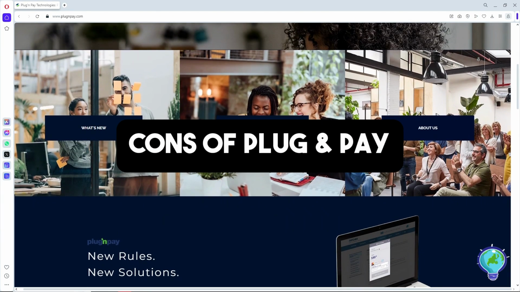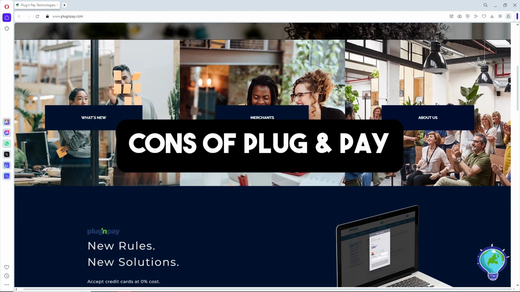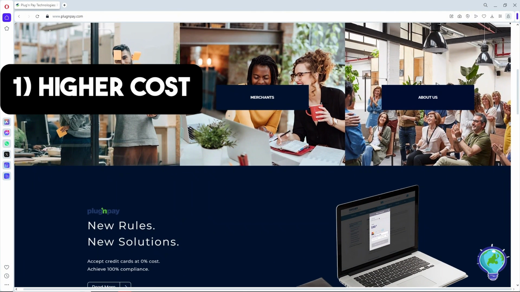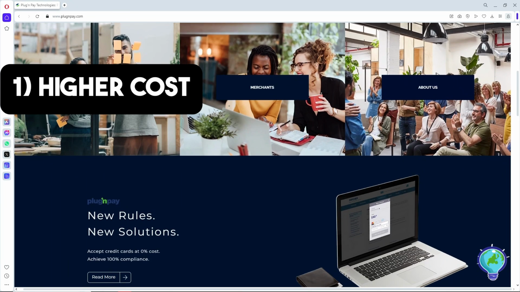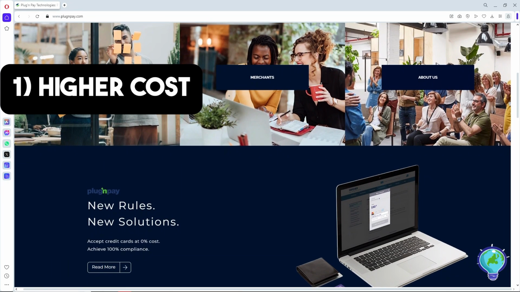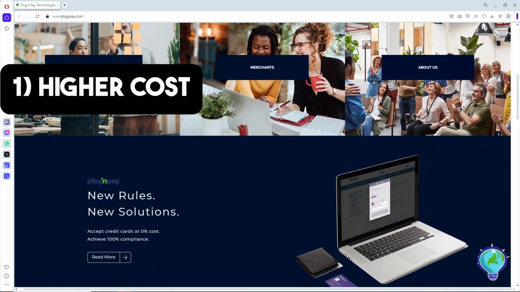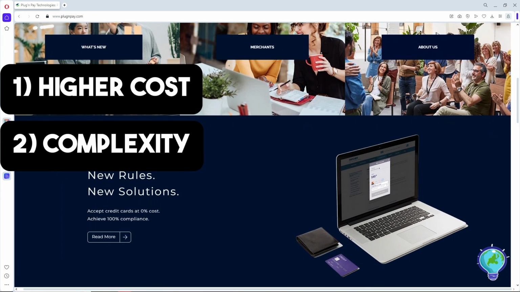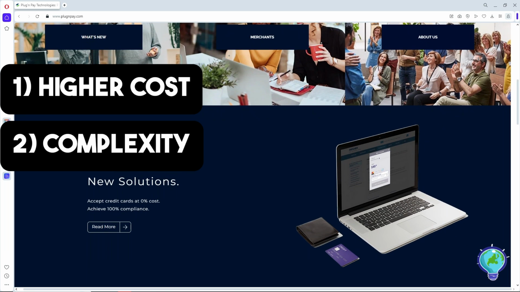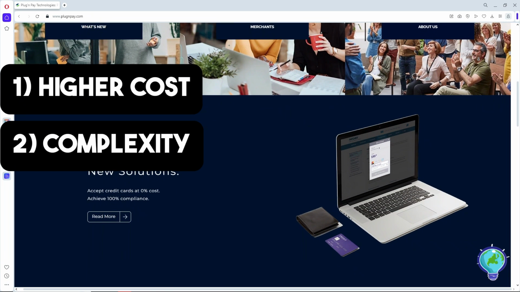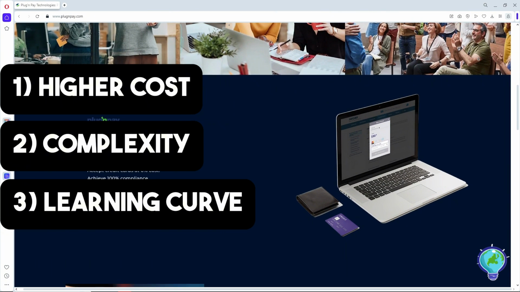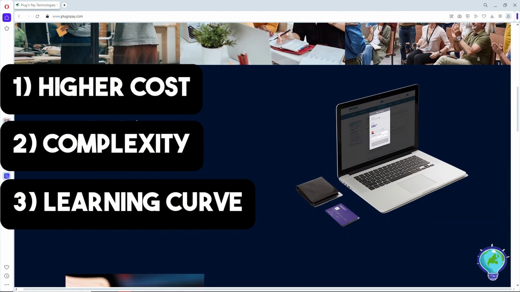And now let's discuss the three cons of Plug and Pay. So first one is higher cost. So guys, it is more expensive compared to StanStore with various pricing tiers based on features. And next one is complexity. So it can be overwhelming for users who need a simple setup. And lastly is a learning curve. So guys, you may require more time to understand and fully utilize its advanced features.